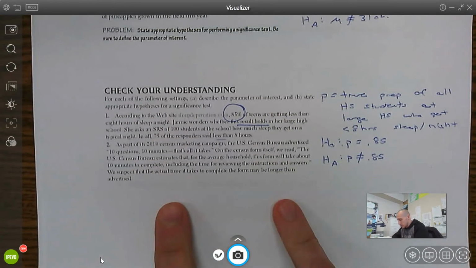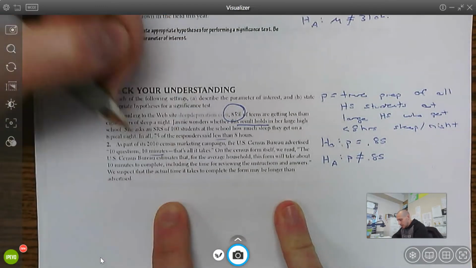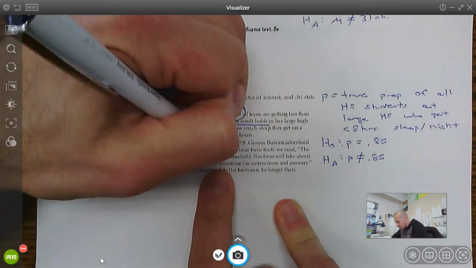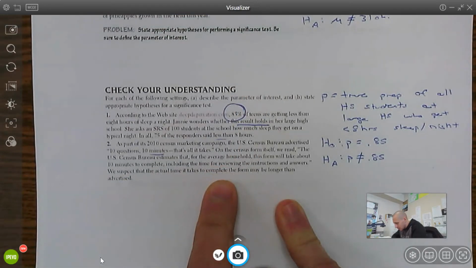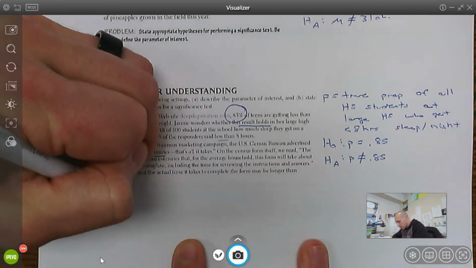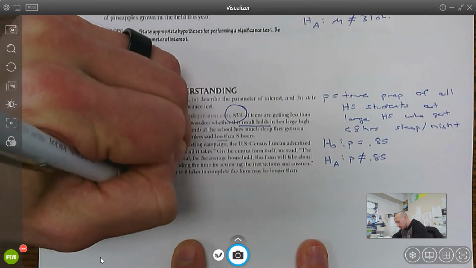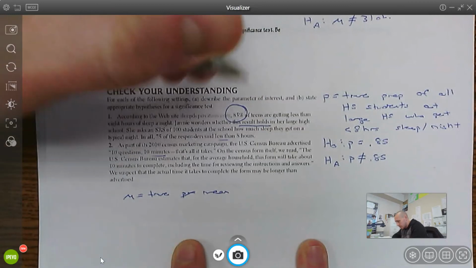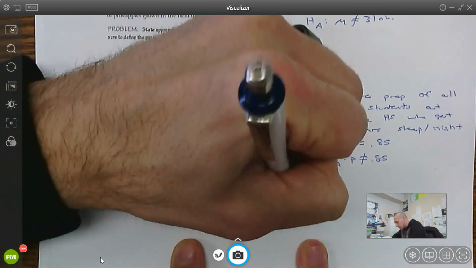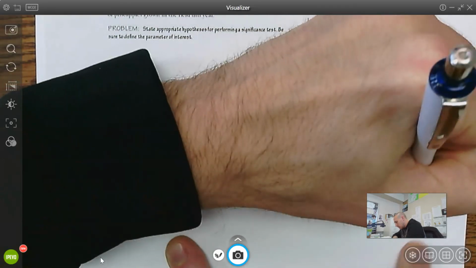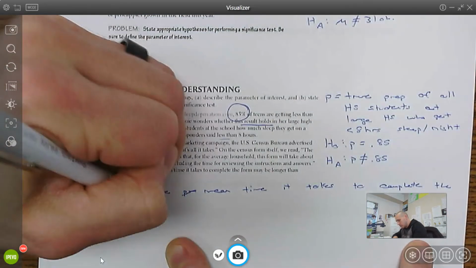For number 2, they're talking about census. 10 minutes. I have units again. 10 minutes average for the average household. Okay, they don't say mean, so it's not as obvious as that one above. So the true parameter would be the true, not proportion, the true mean time it takes to complete the form.